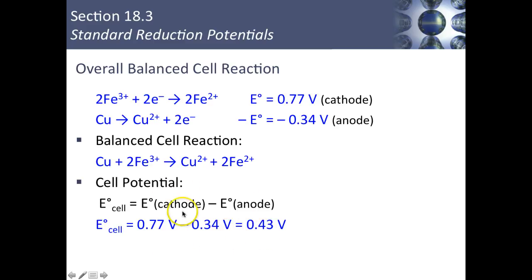This helps me to determine, okay, if I have this reaction happening in my galvanic cell, this is how much energy, as we looked at, the volts are joules per coulomb transferred. We're going to have 0.43 volts transferred across that wire.